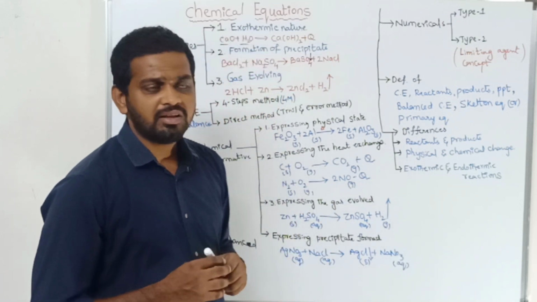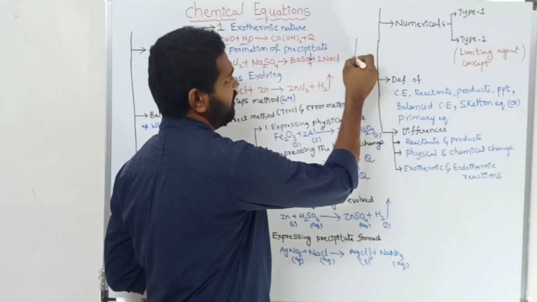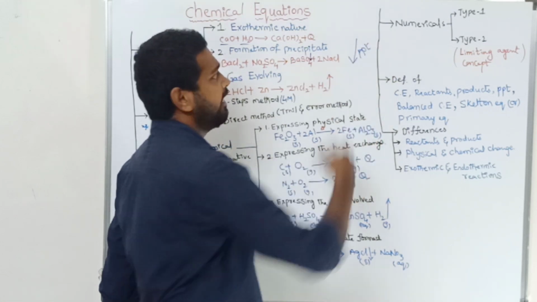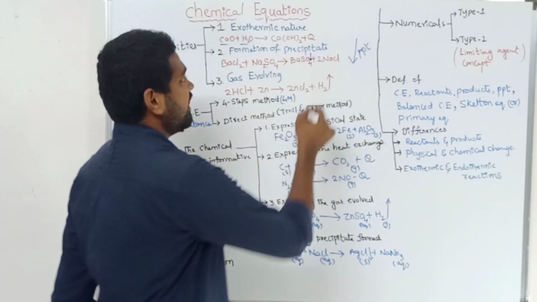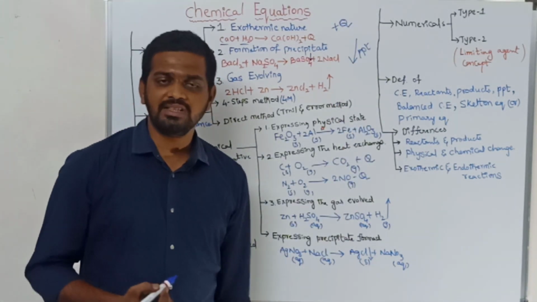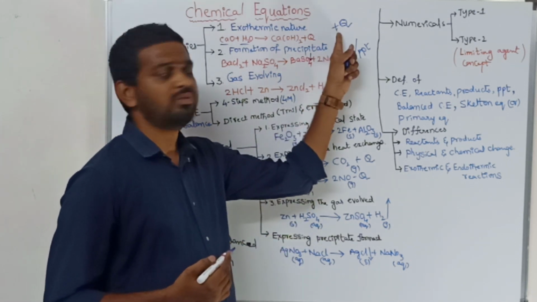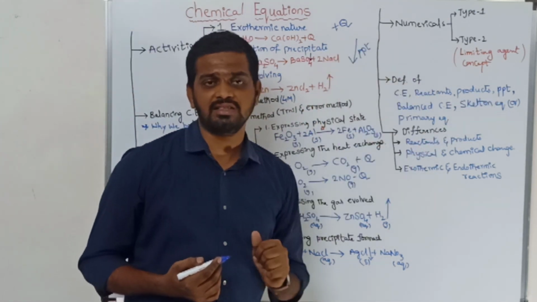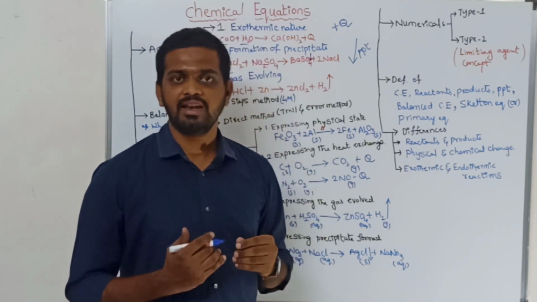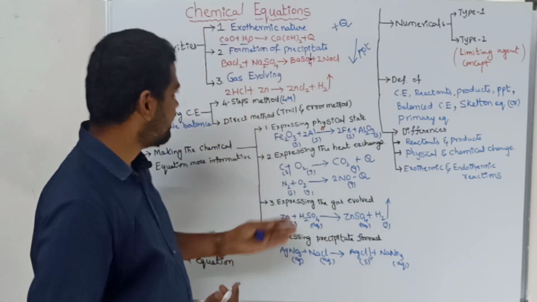We represent the precipitate by using a downward arrow. So the downward arrow represents the precipitate, and for the exothermic reaction we use plus Q. Q represents the heat energy evolved. If it is plus Q, then the heat energy is released. If it is minus Q, the heat energy is absorbed. Such chemical reactions are called endothermic chemical reactions. Later we will discuss this.